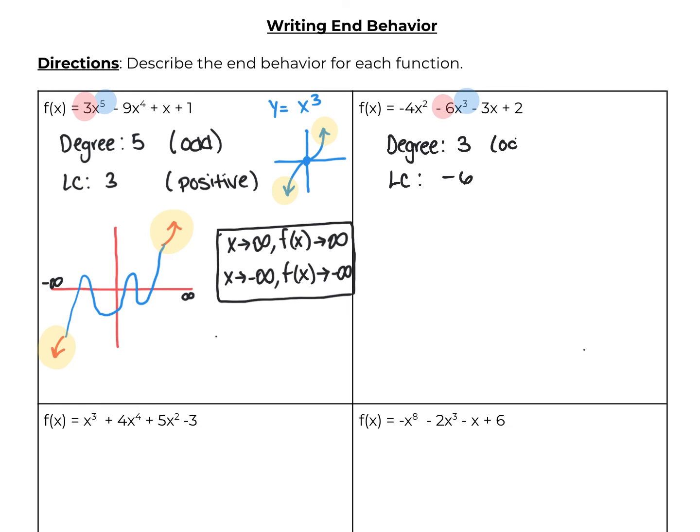So my degree is still odd because 3 is an odd number, but this time my leading coefficient is negative because of the -6. So we know that this polynomial is going to mirror the behavior of negative x to the third. So that graph looks something like this.